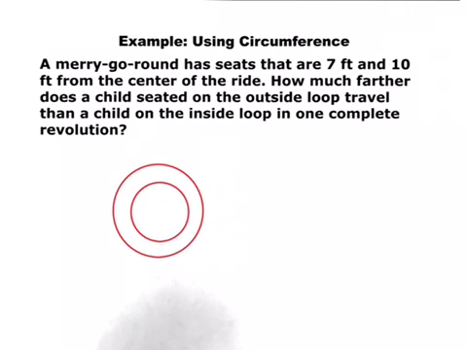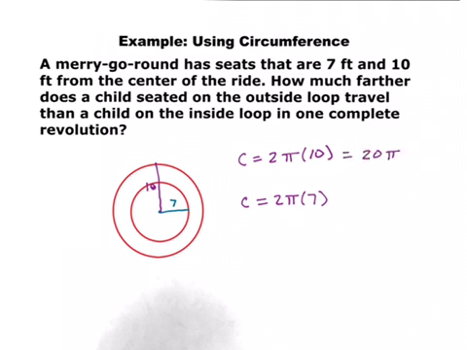All right, so what they're saying is from the center of the circle, one child is seated 7, the other child would be seated 10. So we've got two different radii here. Ultimately, we're going to compare the circumferences to determine how far around each child goes. So we've got a circumference of 2 pi times the radius, that's 10, and our other circumference of 2 pi times the radius, that is 7. Here we end up with 20 pi. Here we end up with 14 pi.